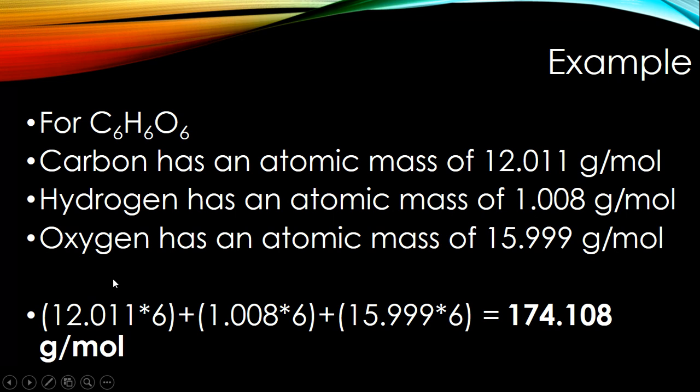So it's important, if you're just going to type all of this into the calculator, you have to include these parentheses for order of operations purposes. Or you could do this multiplication and write your number. Do this multiplication, write your number. Do this multiplication, write your number, and then add those 3 numbers together. If I did that, I get 174.108 grams per mole, and that's my molar mass.